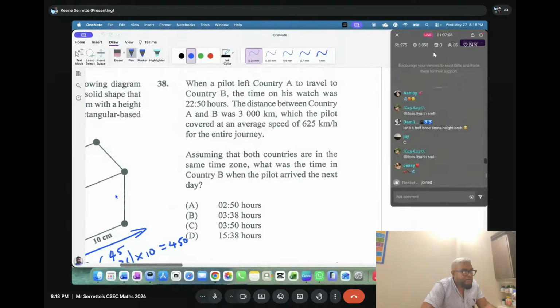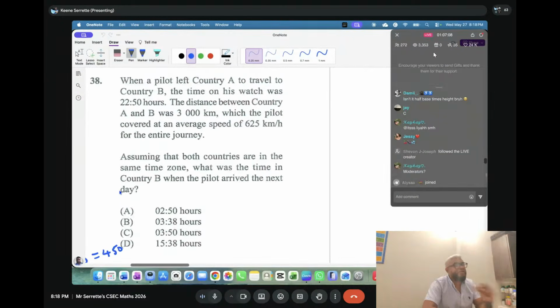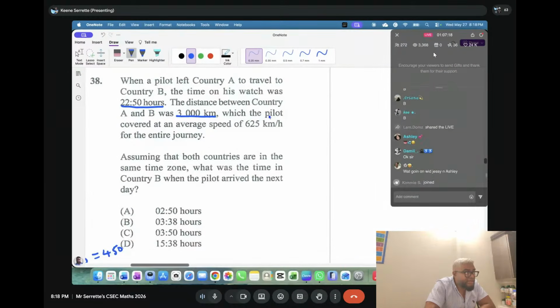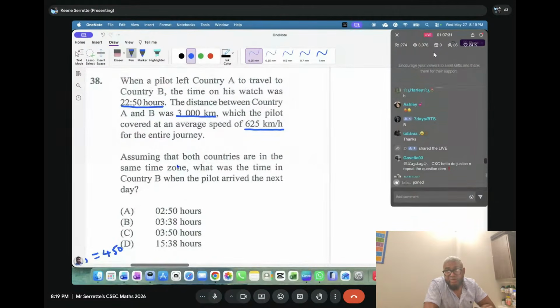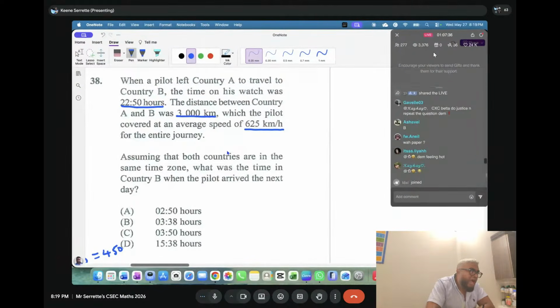There we go. A pilot left country A to travel to country B. The time on his watch is 22:50 hours. The distance between country A and B is 3,000 kilometers, which the pilot covers at an average speed of 625 kilometers per hour for the entire journey. Assuming that both countries are in the same time zone, meaning that when I add the amount of hours, there is no difference in time, right? We want the time that the pilot is going to arrive, right?